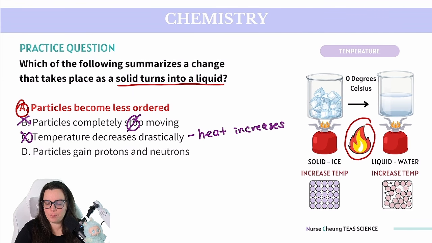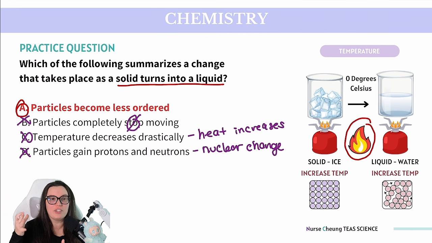And then lastly, we have particles gain protons and neutrons. This would actually describe a nuclear change. And in this particular question, we're having a physical change that's taking place. Melting involves the movement of particles, not changing the atomic structure. Atoms are going to remain the same, they're just going to be arranged differently and moving.